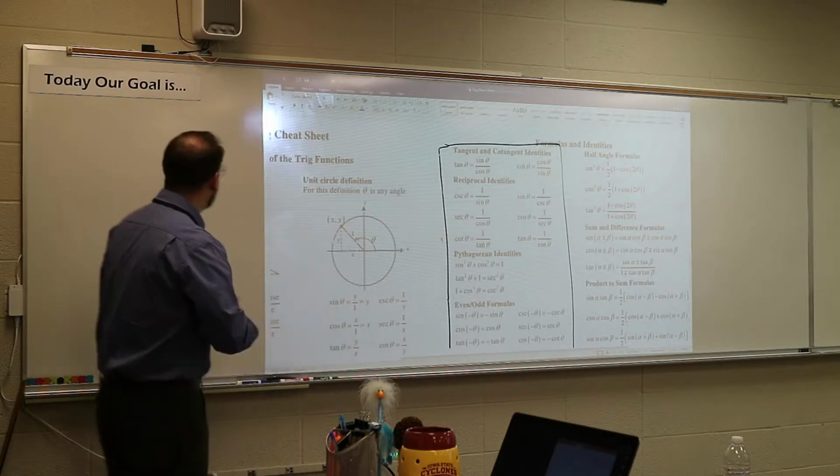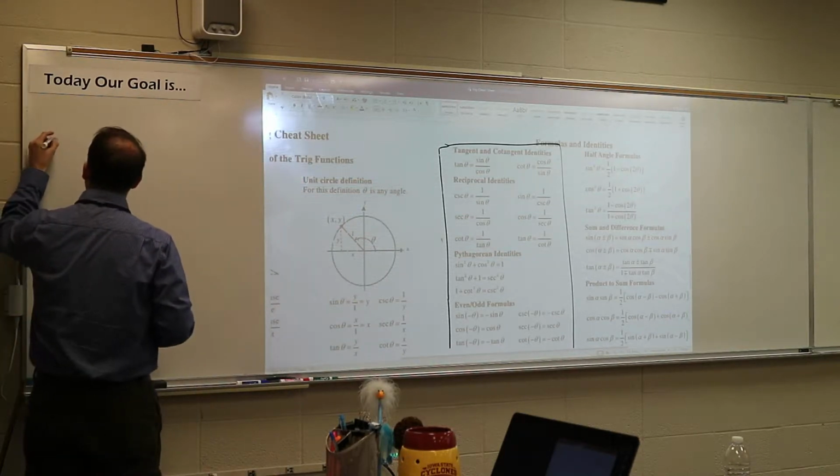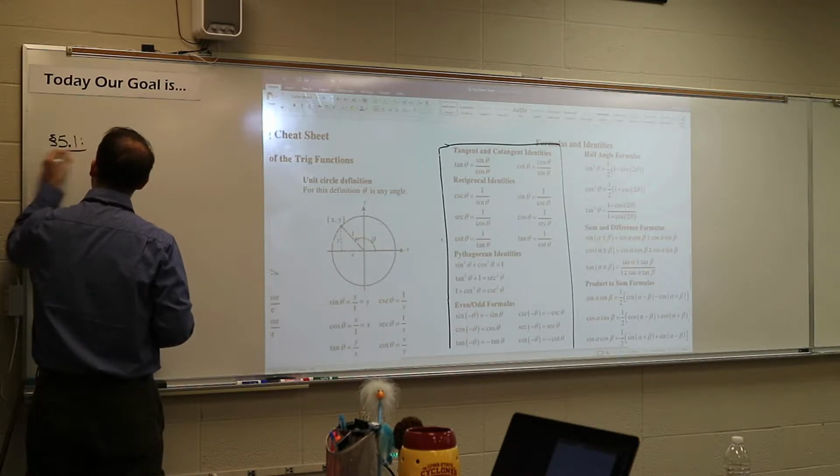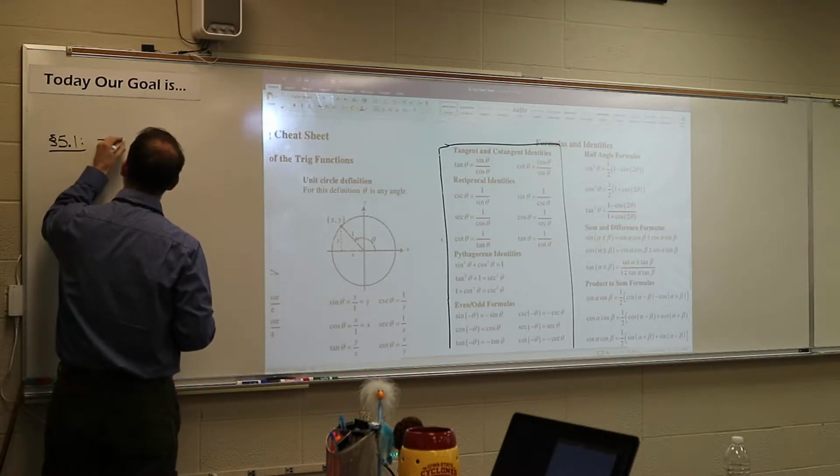Okay, so we're in section 5.1. Okay, these are called the trig identities.